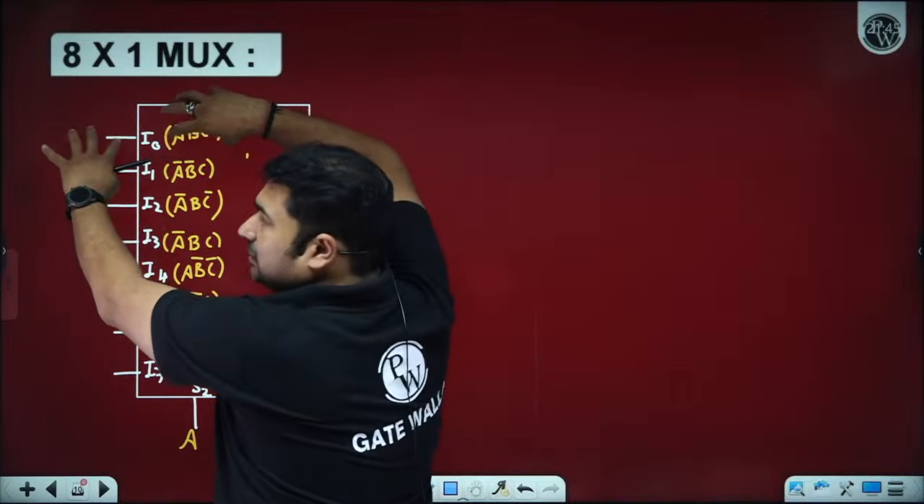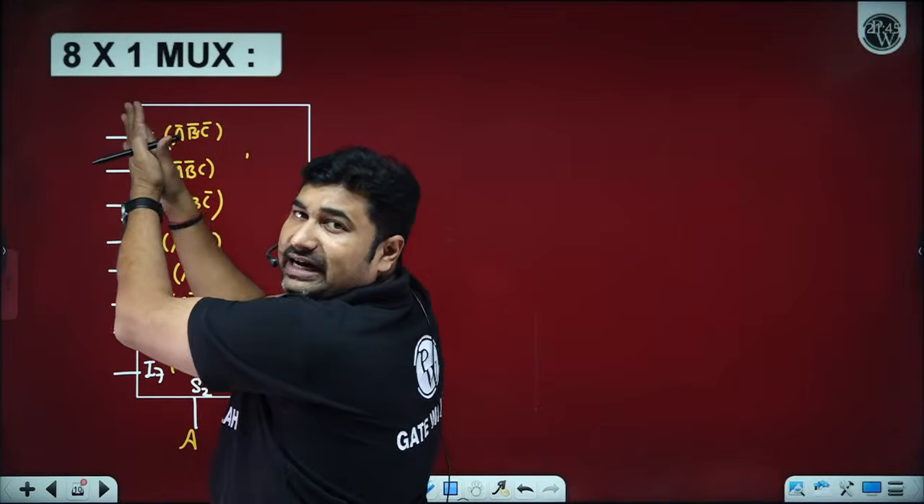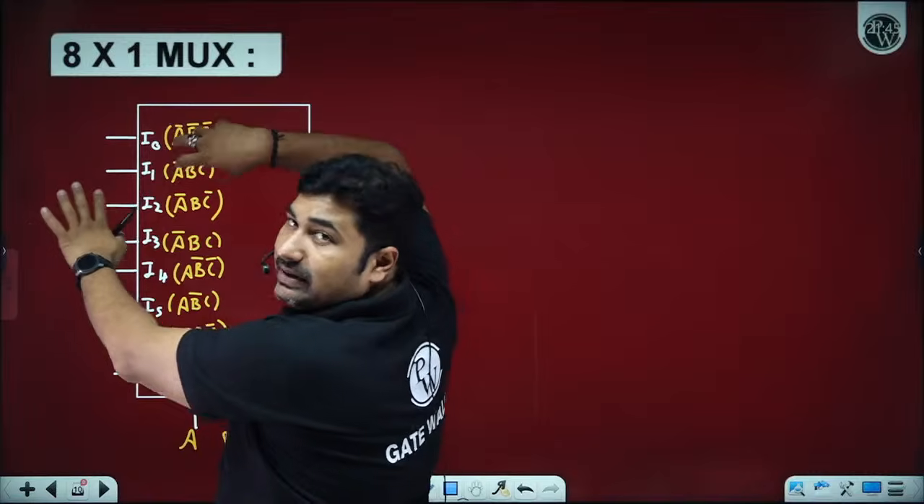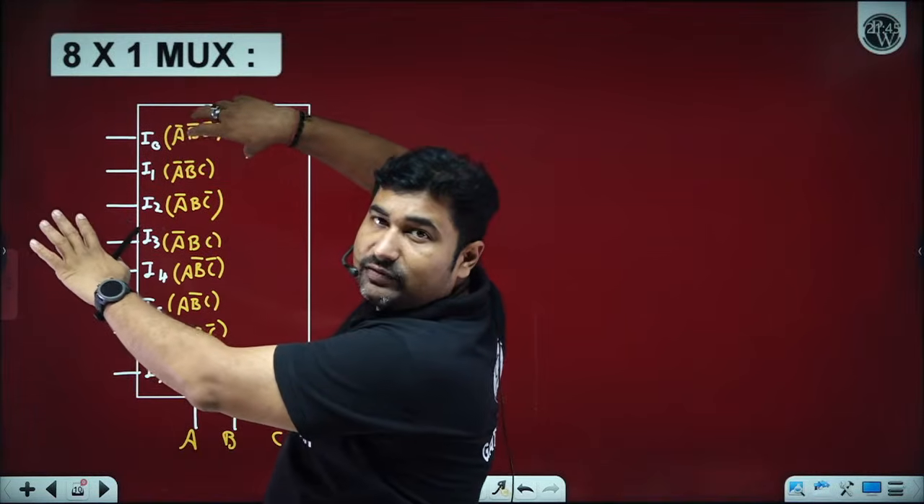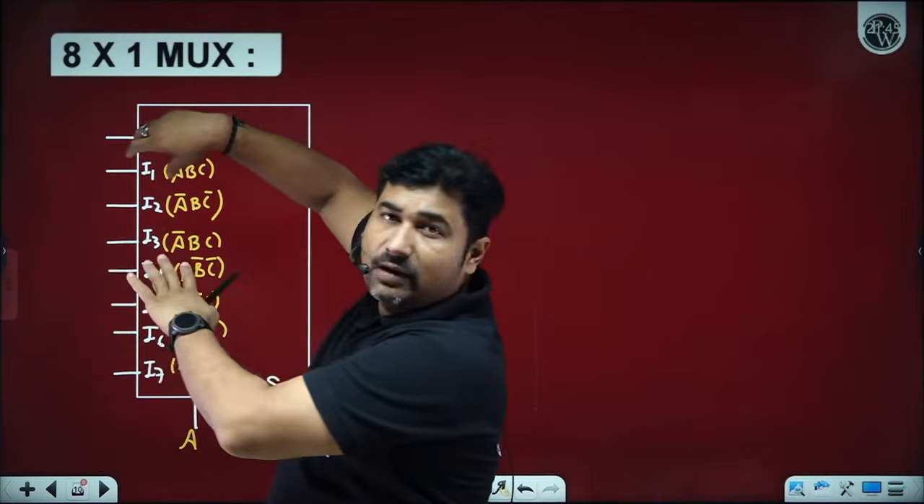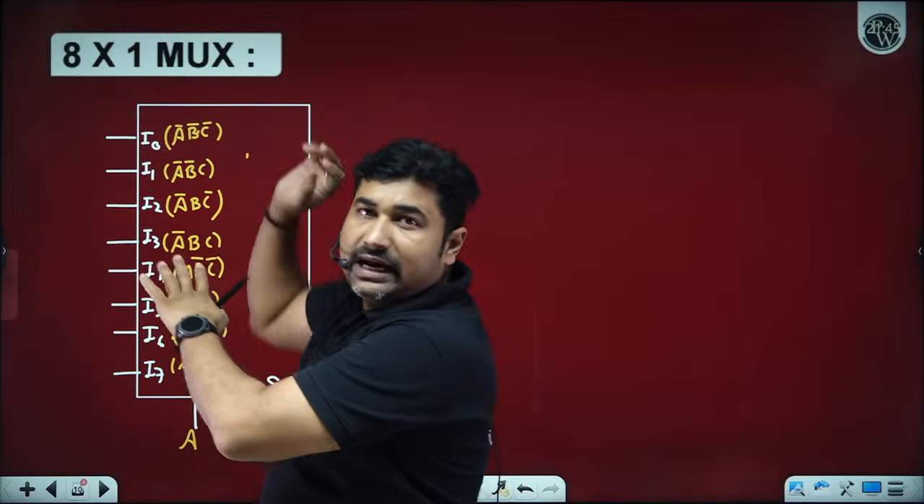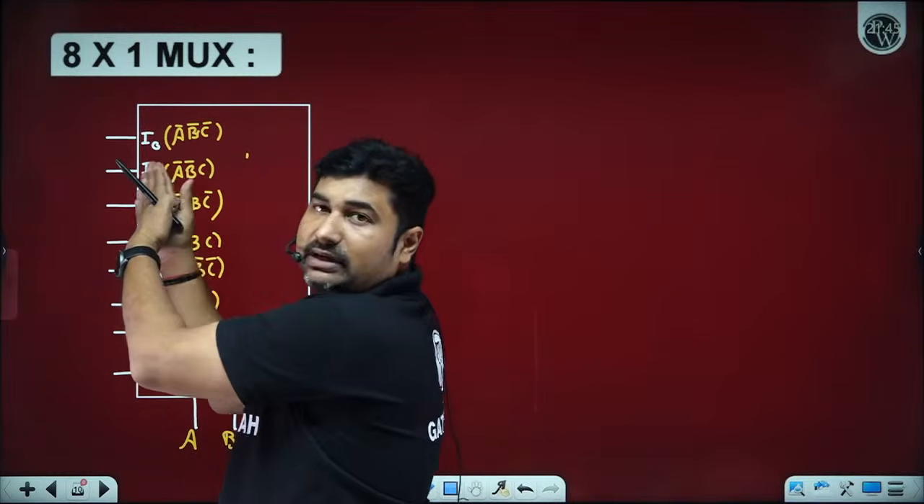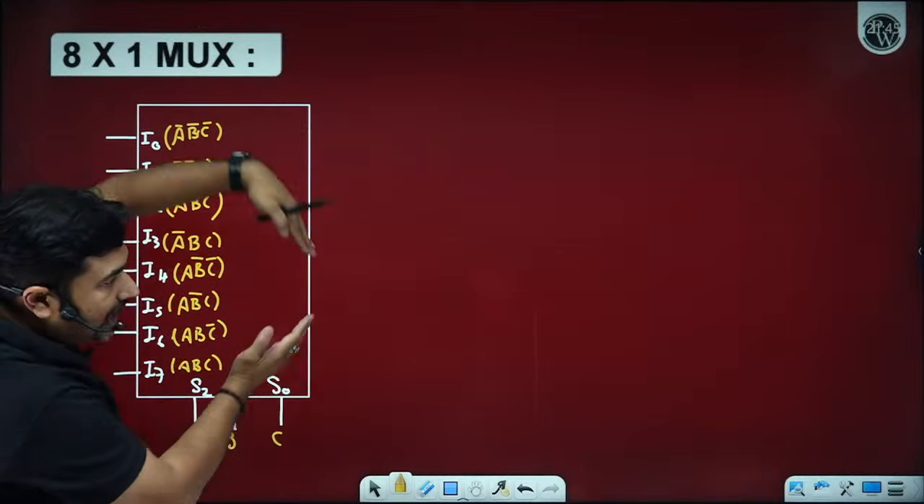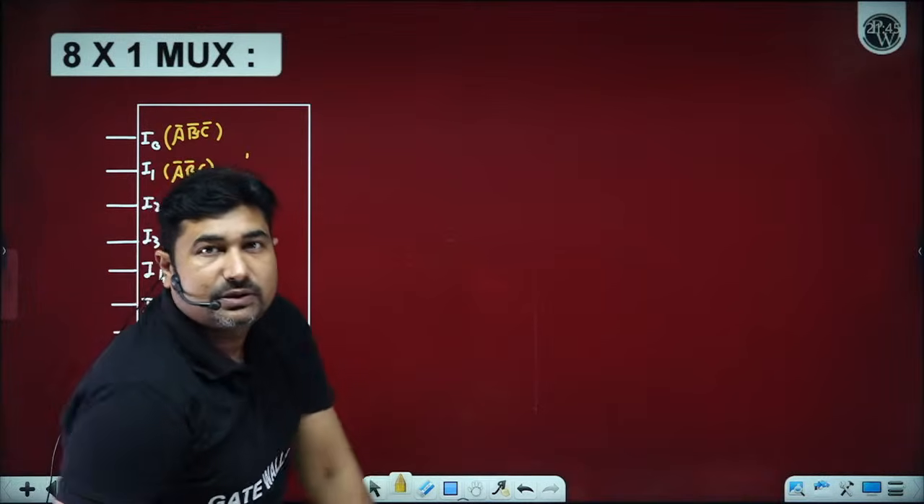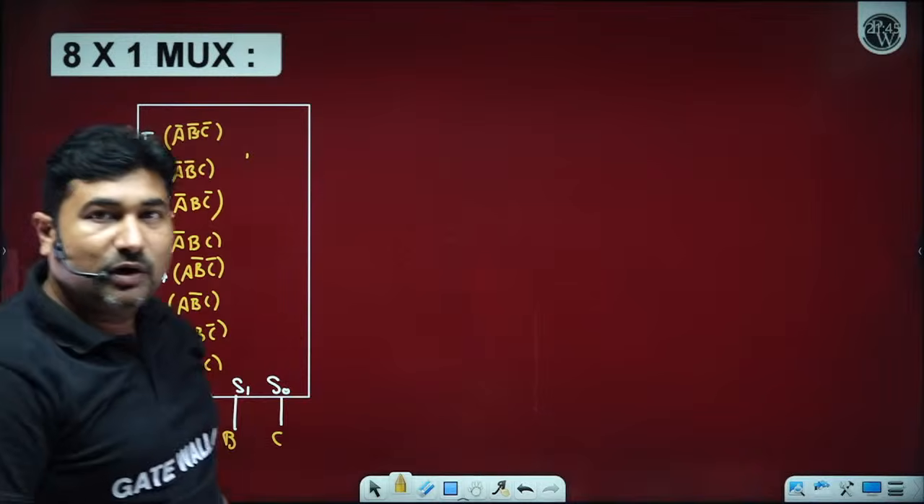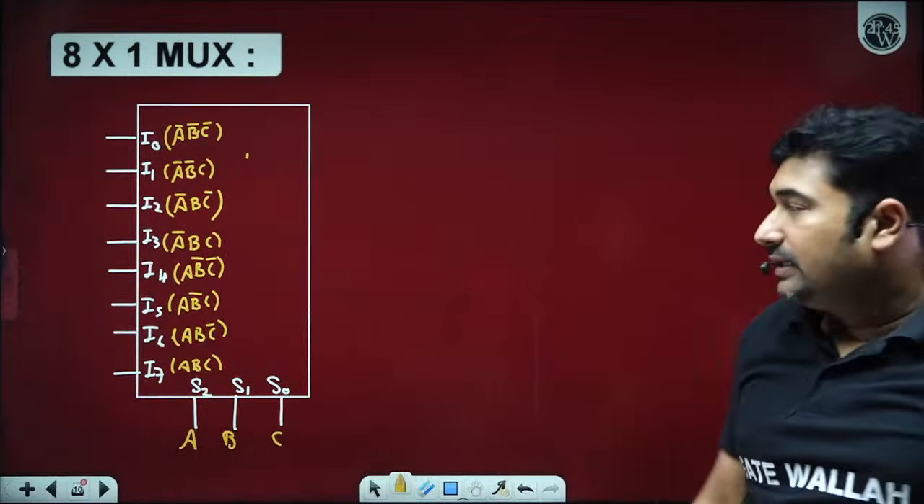Whatever information is at the I0 pin, that is going to be multiplied. In the same way, A bar, B bar, C is the condition which enables the AND gate with the input I1, and whatever input is at I1, that is going to be multiplied. Entire thing is going to be passed through the OR gate. Is it okay? Yes, sir. So we all can see the internal circuitry.